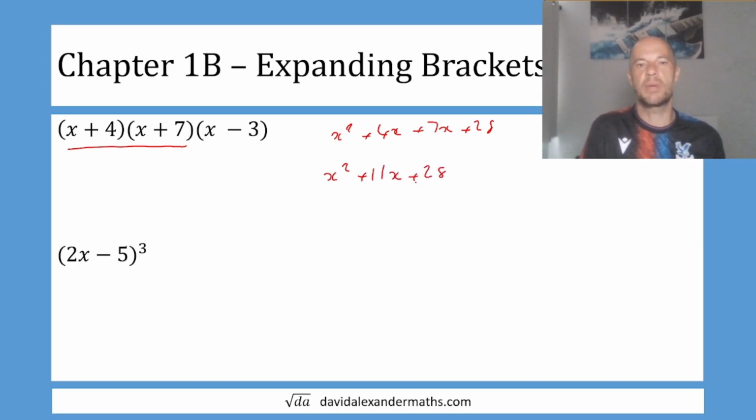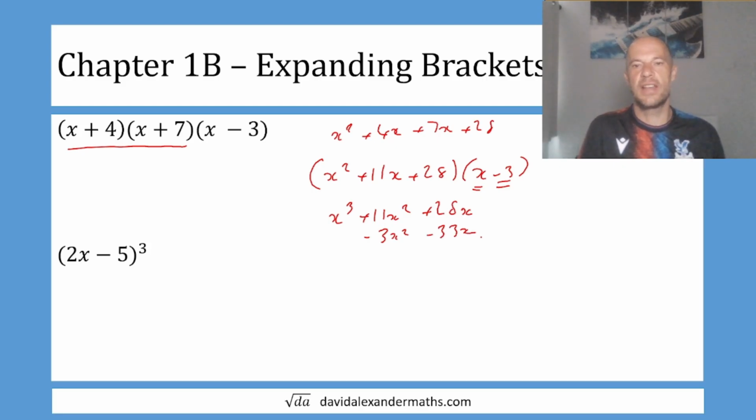And now we need to multiply all of this, so I'll put it in brackets, by an x take 3. Well, let's multiply through by the x first. So that's going to be x cubed plus 11x squared plus 28x. Now multiply through by the negative 3, so that's going to be minus 3x squared minus 33x, and what is 3 multiplied by 28? That is 84, and that is minus 84.